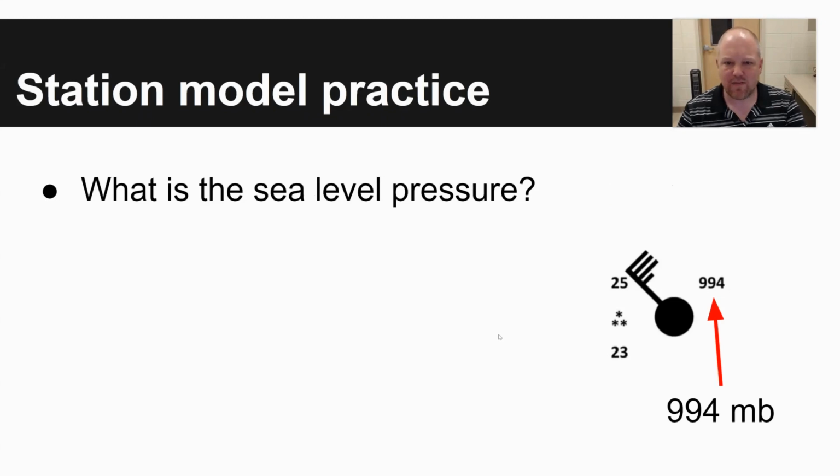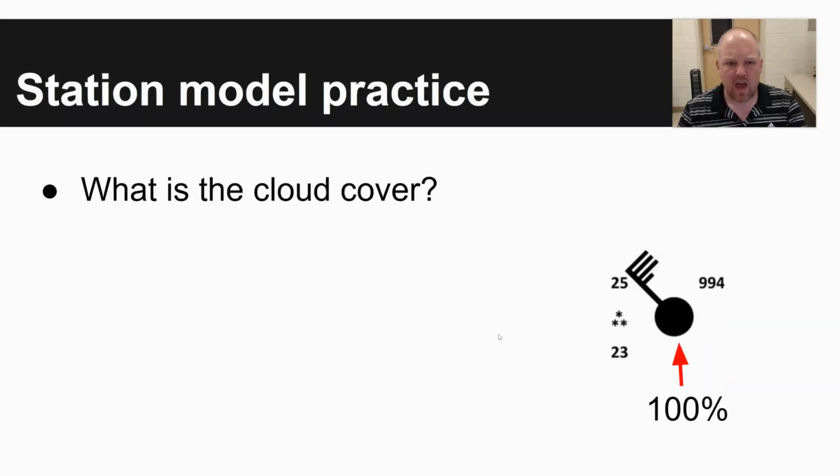What is the sea level pressure? You can see 944 here. That might be a measurement in millibars. Usually lower pressure represents poor weather incoming. And the last one, I believe, what is the cloud cover? You can see that this is completely shaded in, which means we have 100% cloud coverage.